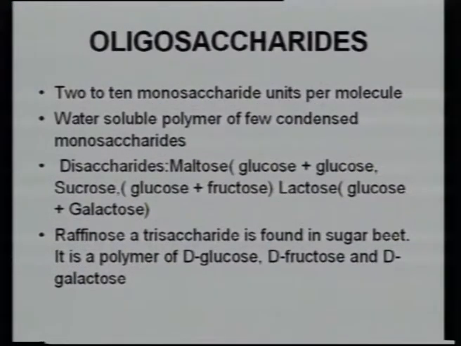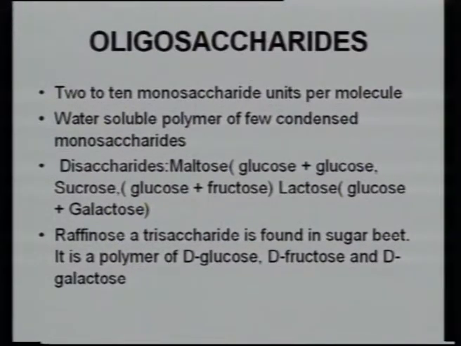Then we come to the oligosaccharides. It is a combination of 2 to 10 monosaccharides per molecule. So when 2 to 10 monosaccharides are present, they are known as oligosaccharides. When they combine together, they release a water molecule, and examples of disaccharides are milk sugar, lactose. You must have heard many people say, I cannot take milk, I am having lactose intolerance. So this lactose is an example of disaccharides.